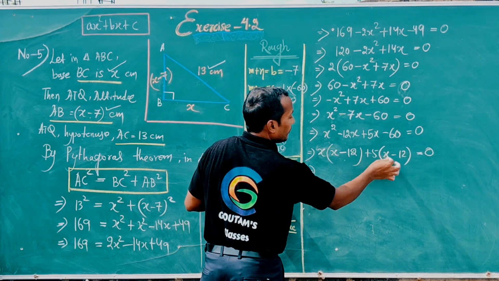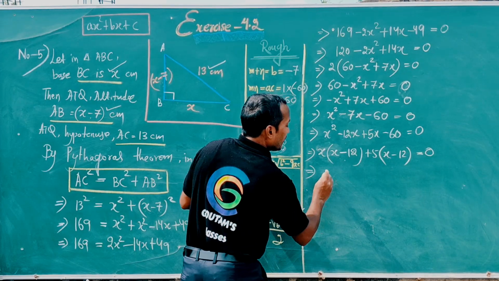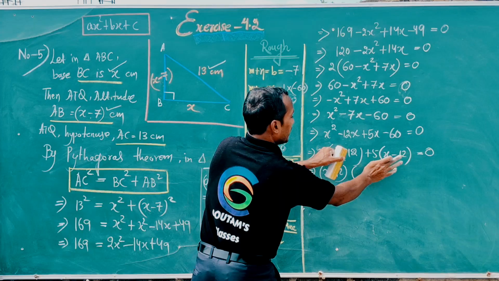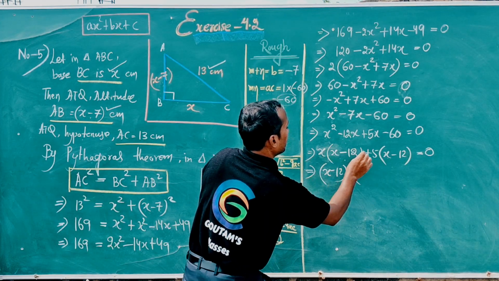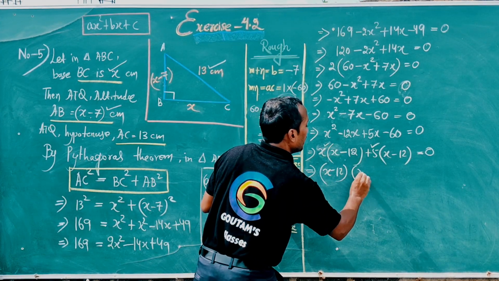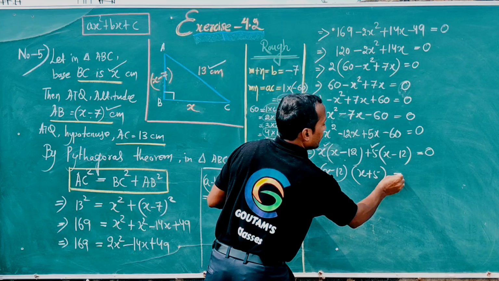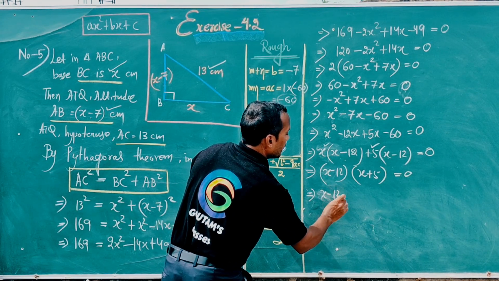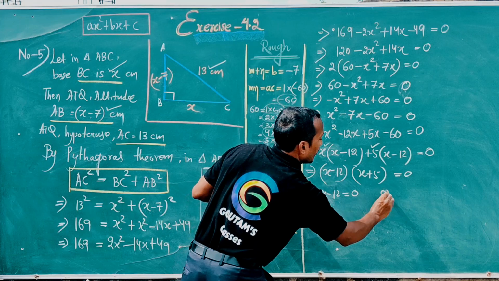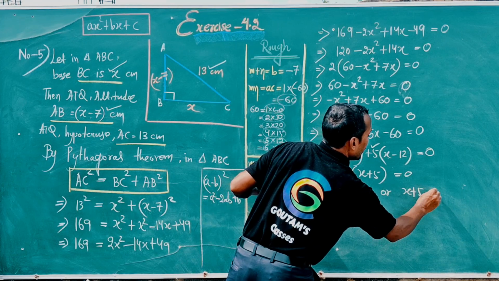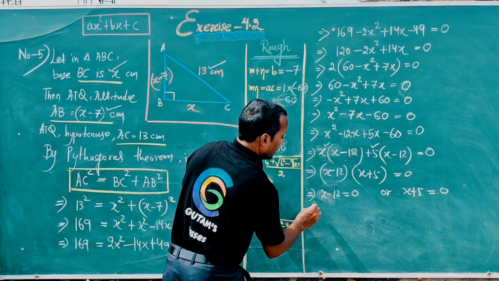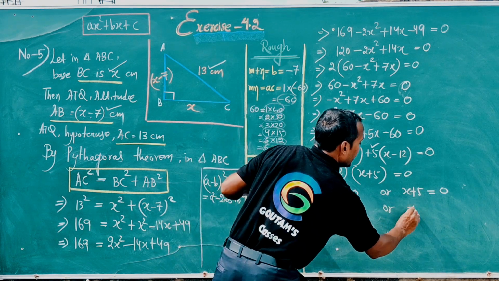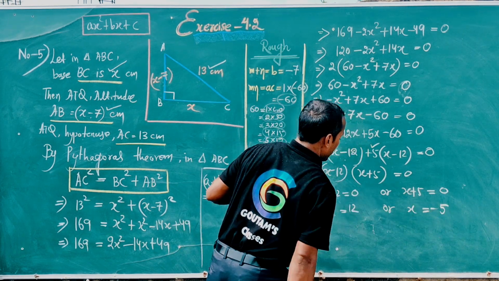Now you have the same binomial as a common factor in these two parts. So x minus 12 is the common binomial taken out. After taking x minus 12, we are left with x plus 5. So write x plus 5 equals 0. So you get x minus 12 is equal to 0 or x plus 5 is equal to 0. Now x is equal to 12 or x is equal to minus 5.